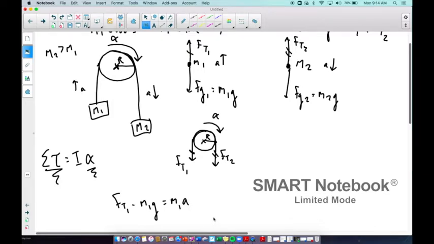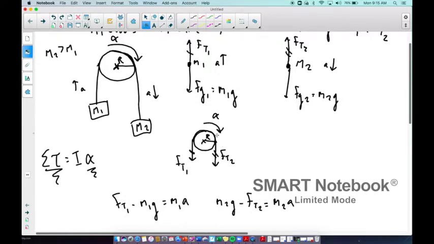So there's one equation. I can repeat that process for the second object, mass 2. Newton's second law equation, the sum of the forces equals mass times acceleration. This time down is positive. The direction of acceleration is positive. So m2g minus Ft2. Once again, the tension forces are different this time. Equals mass times acceleration, just like that.